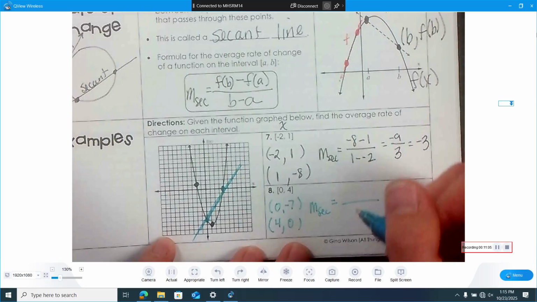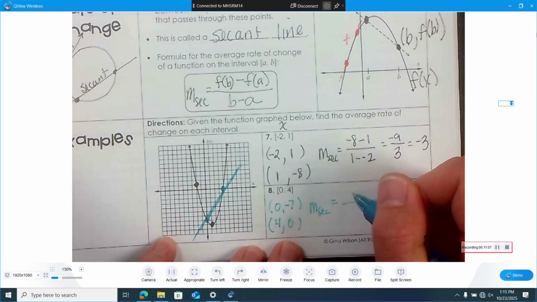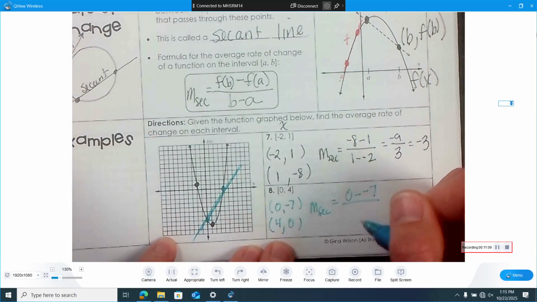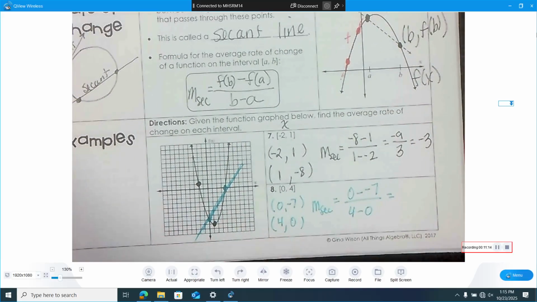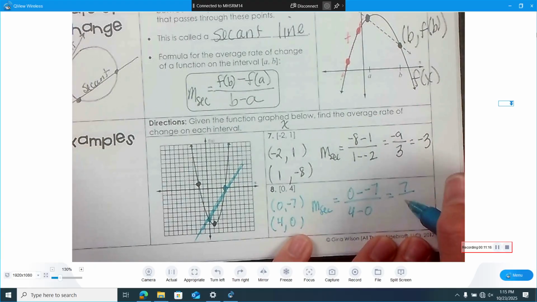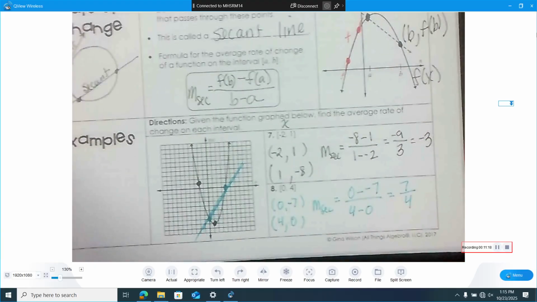What am I going to subtract? 0. Good. Over? 4 minus 0. Beautiful. Minus negative 7 becomes plus 7, and 4 minus 0 is 4. Oh, wait, what is wrong here?